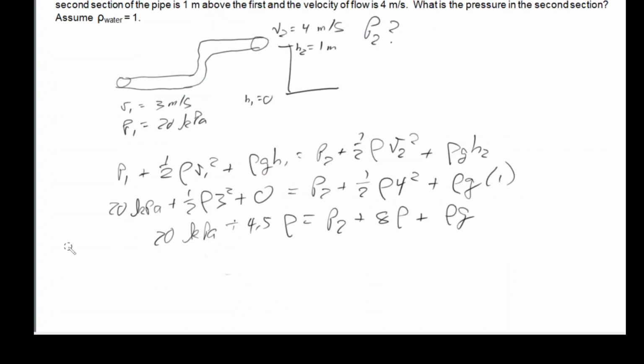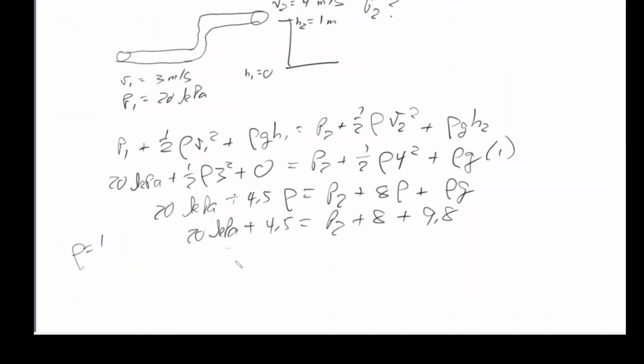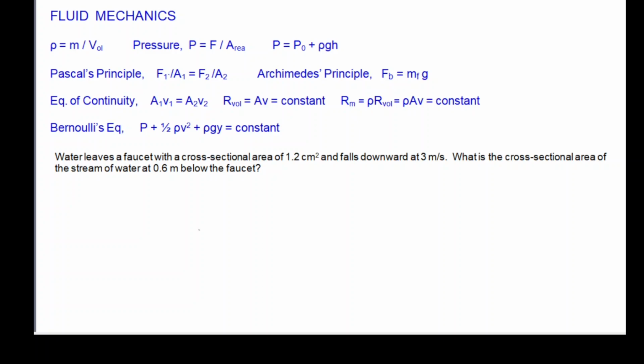So we're given that the density of water is equal to 1. So we have 20 kilopascals plus 4.5 is equal to P2 plus 8 plus G, which is 9.8. So we get P2 is equal to 20 minus 13.3, or P2 is equal to 6.7 kilopascals, which is the pressure in the second section of pipe. Here's another problem.